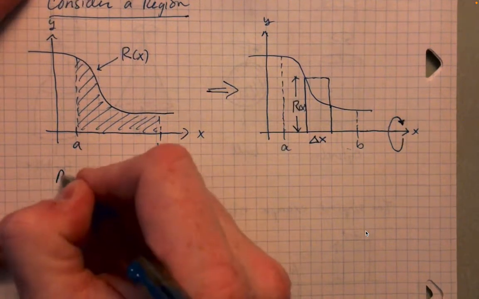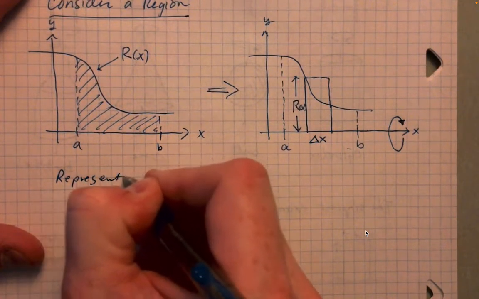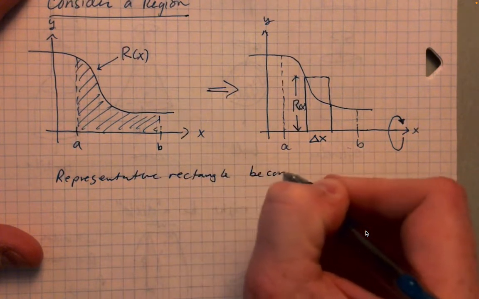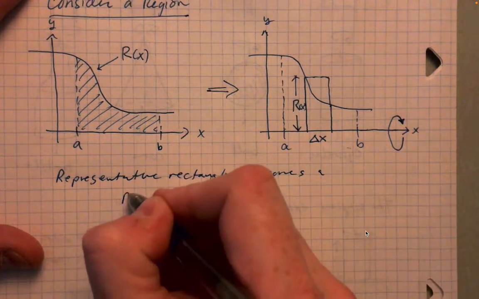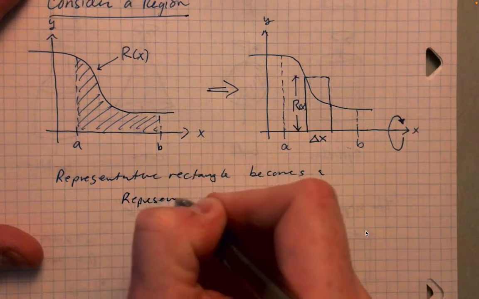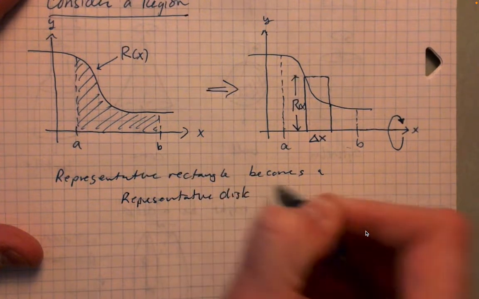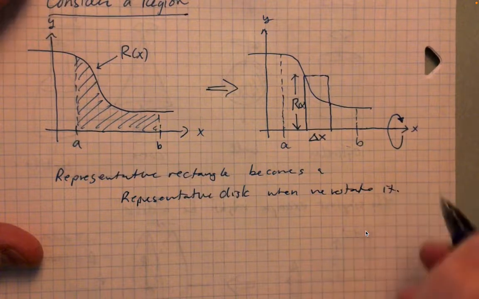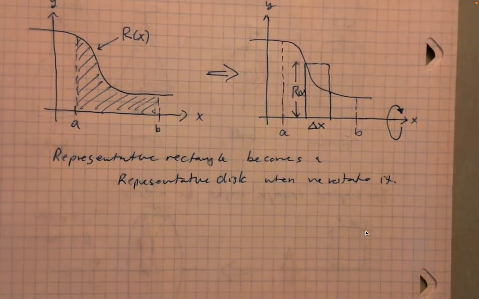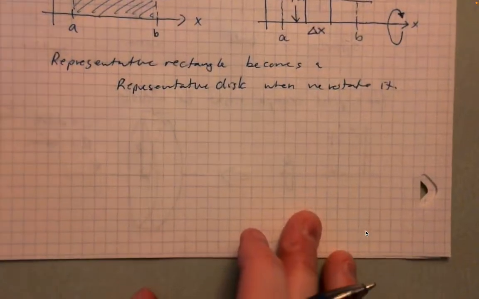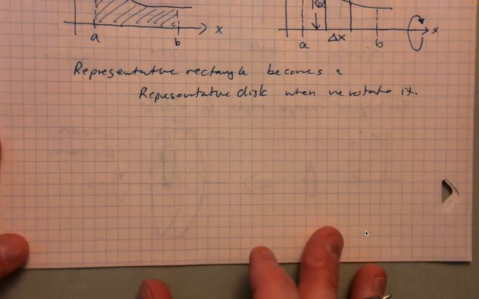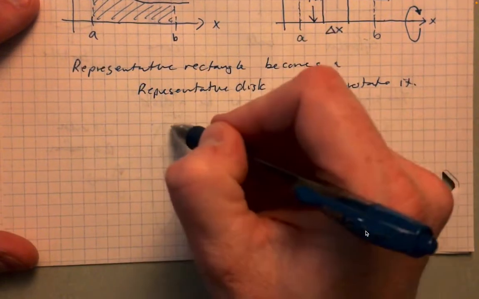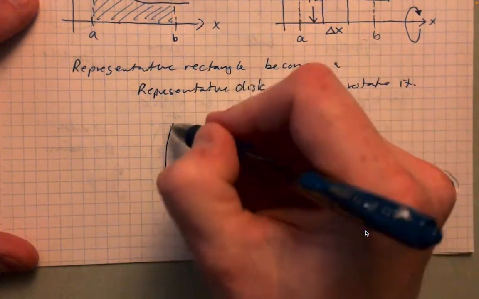And so this representative rectangle becomes a representative disk when we rotate it. Okay, so that's what's going to end up happening there, right? So let me try to draw a picture. Unfortunately, some of this lecture is going to depend upon my artistic ability, so I'm going to do my best here, but hopefully you can visualize these things without the most perfect picture.